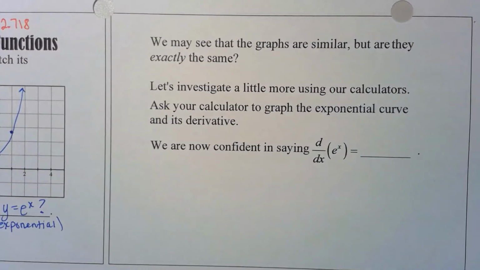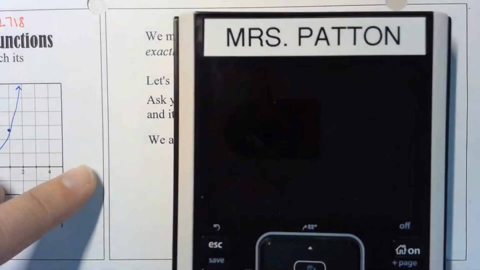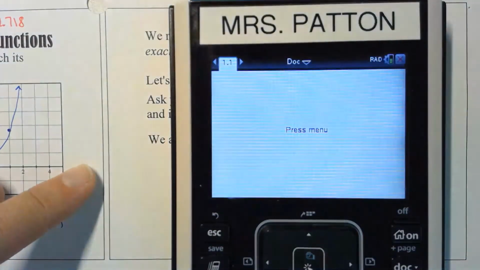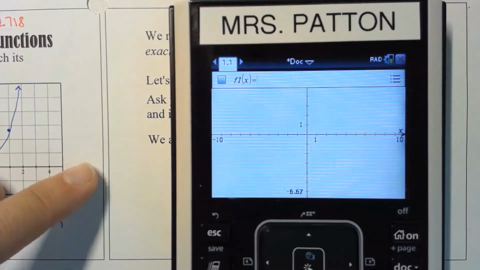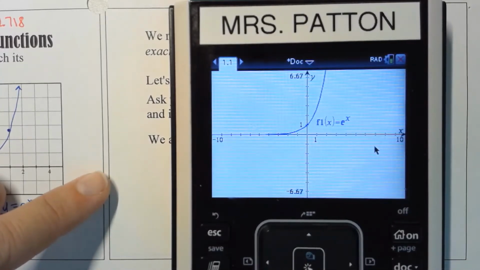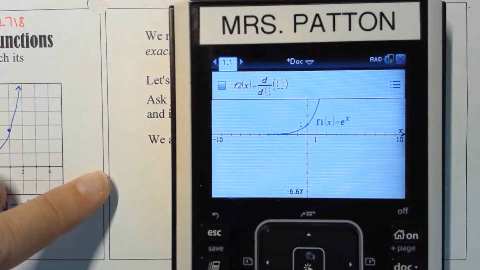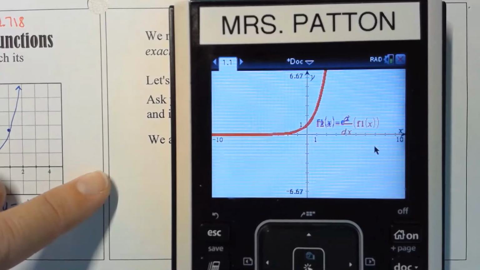So we see they're close, but are they exactly the same? So I'm going to grab a calculator. You don't have to do this with me. You certainly can. Let's go to a graphing page. And let's graph e to the x, and then let's ask it to graph its derivative. So I'm going to hit tab, and I'm going to go to my templates button, and I'm going to say graph the derivative of, you know what, let's just go ahead and type in f1 of x. So now in red, it's graphing the derivative of the blue graph.